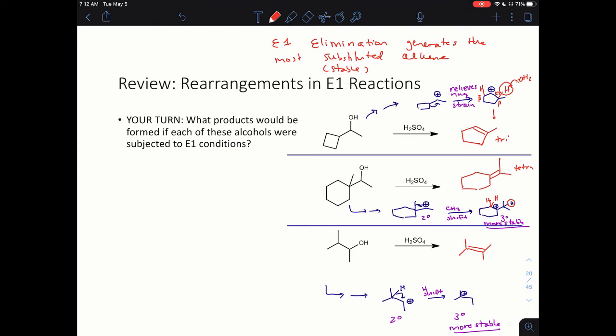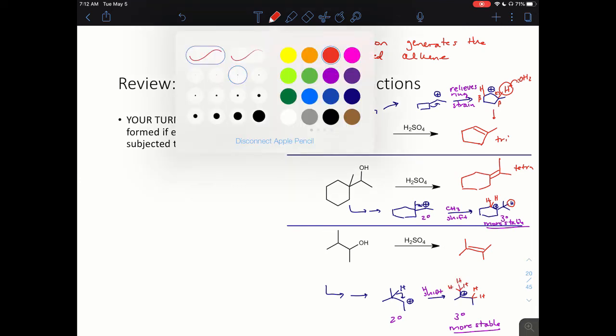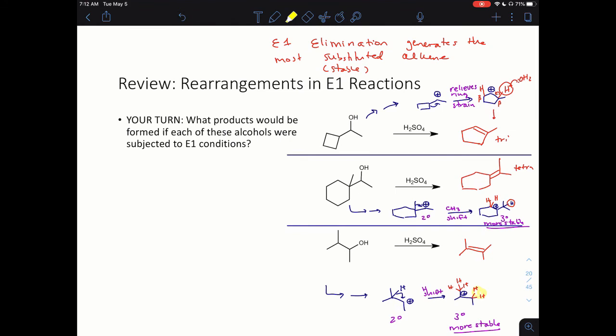And then finally, for the last example, we again have two types of beta hydrogens. And we'll eliminate at this one to generate the tetra-substituted alkene. If we eliminated here, it would make a di-substituted one, and that is less stable. So even elimination is going to generate the most substituted, most stable alkene product.